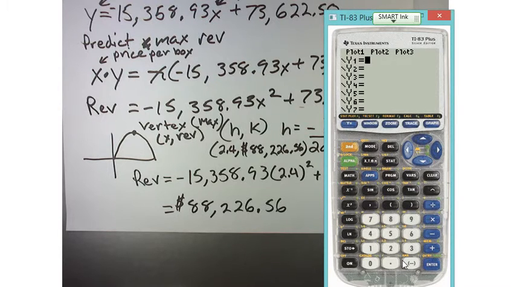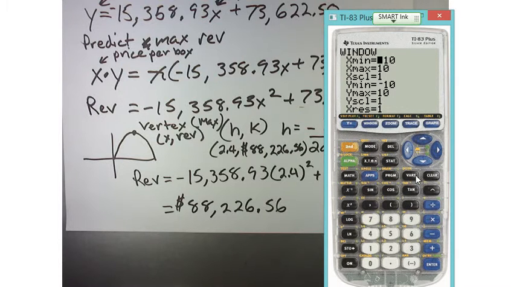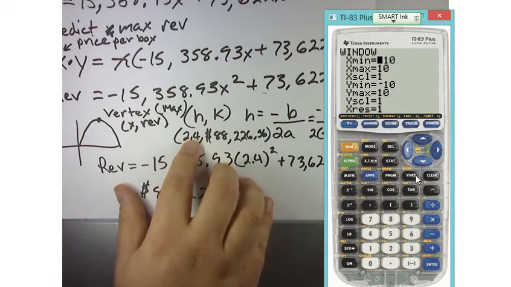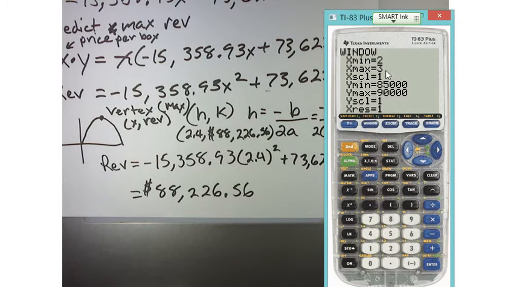So I'm going to plug into my equation negative 15,358.93 times x squared plus 73,622.5 times x. Graph it. Now it's going to look really goofy, so I'm going to have to change my window. Now how would I set my window? Well, my h and k is around, my x values is around 2.4. So I'm just going to say x is between 2 and 3. Now my y value is a pretty big y value, so I'm going to say 85,000 to 90,000. And I'm going to hit graph.